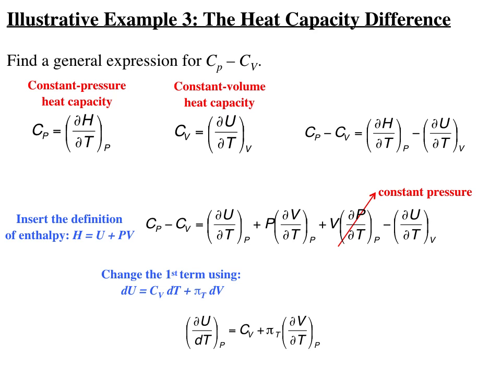So now for the first term on the left in the middle, I'm going to put in dU is C sub V dT plus pi T dV. And when I put that in for the term on the left, dU dT at fixed P is C sub V plus pi T dV dT at fixed P. So now I'm sticking that in for the term up above where I see dU dT at fixed P.